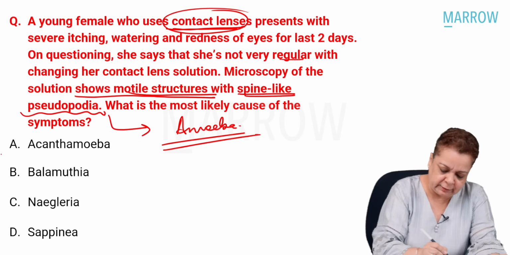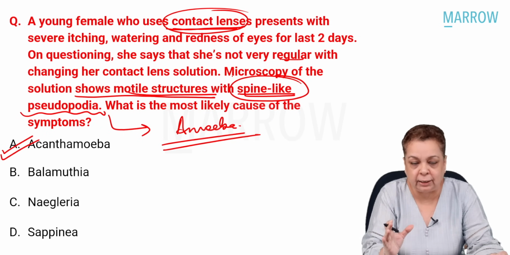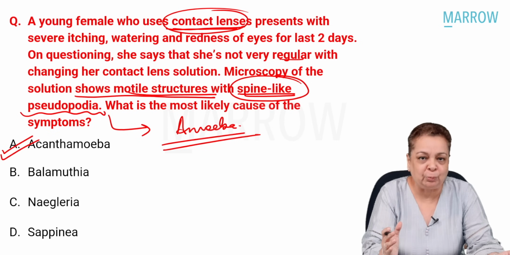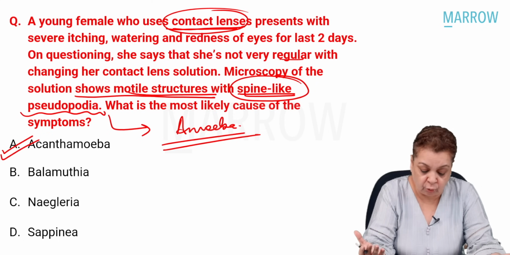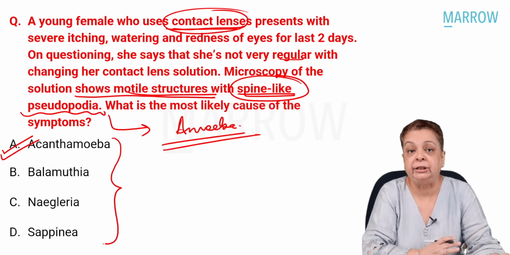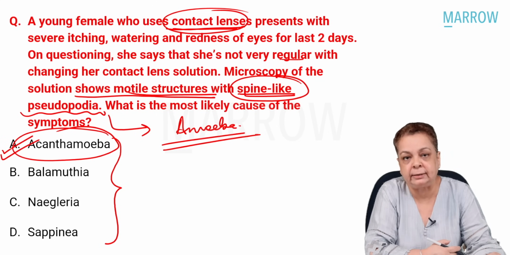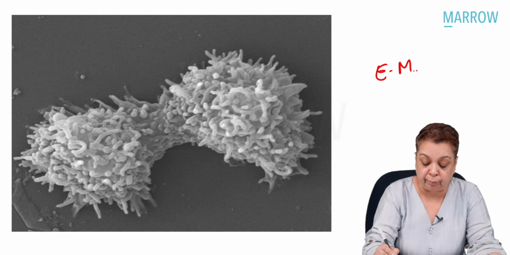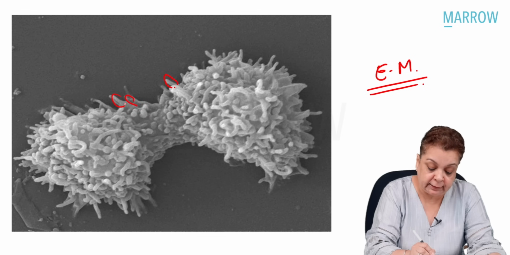And we know, of course, the answer to this is Acanthamoeba. Acanthamoeba has been asked in the last 3 years twice before. Spine-like pseudopodia, an electron microscopic image has been shown. Here it is just straight away mentioned. All these options mentioned, Balamuthia, Naegleria and Sappinia, these are all free-living amoebae, but the one which is associated with contact lens keratitis is definitely Acanthamoeba. This is the electron microscopic image of Acanthamoeba. You can see these spine-like pseudopodia on its surface.